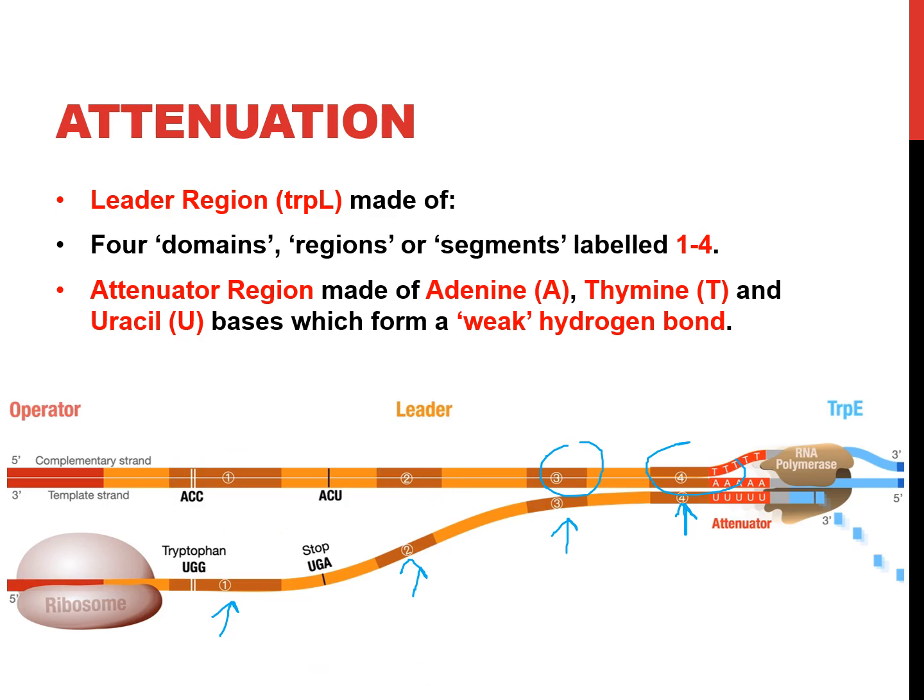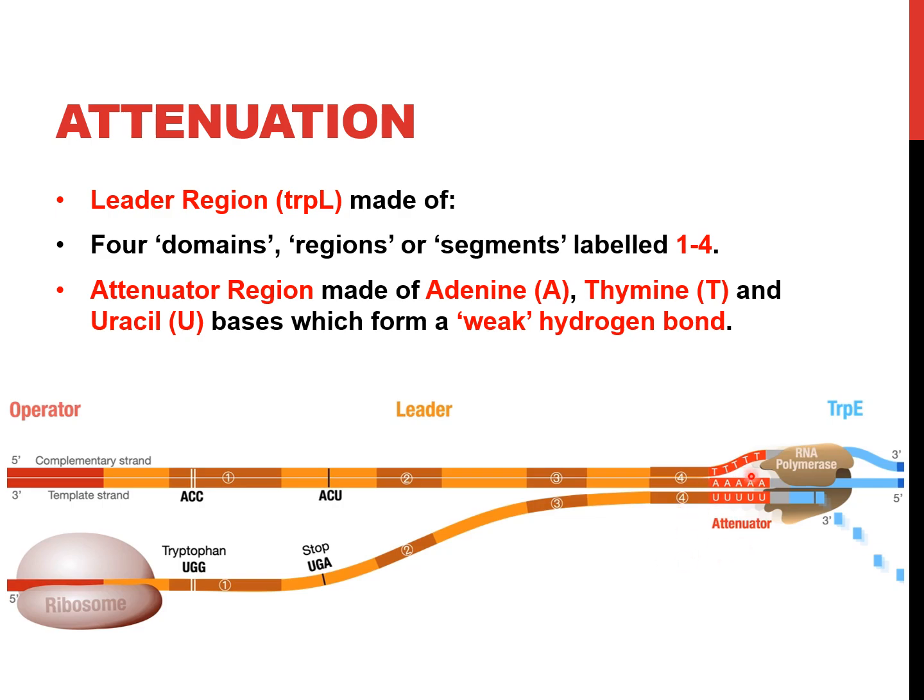So what else is important here? We have the operator region, we have the leader region with its 4 different regions or domains, or segments, any of that. But I'm going to probably refer to them as region 1, 2, 3, 4. You also have this attenuator region, and as you can see, it's made up of T's and A's, so thymines and adenines. And then, of course, when it becomes RNA, it's uracil.